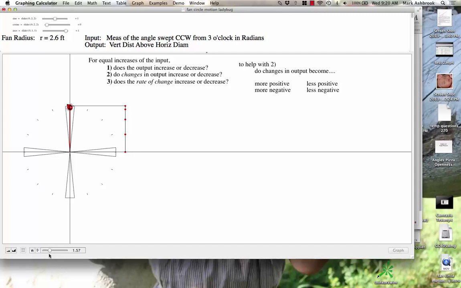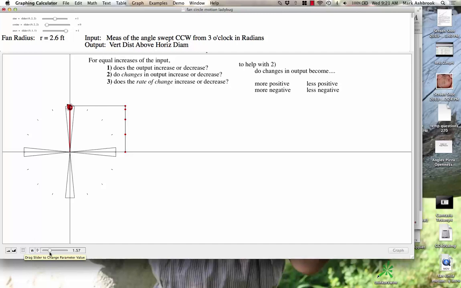Over here to the right, I'm showing you the changes in vertical distance. Do those changes increase or decrease? Decrease. So the vertical distance is increasing, but each change in vertical distance is decreasing, getting less. So what about the rate of change? The rate of change of vertical distance with respect to angle, is it increasing or decreasing in that first quadrant? Decreasing rate of change, because the rate of change just follows right from what the changes are doing.